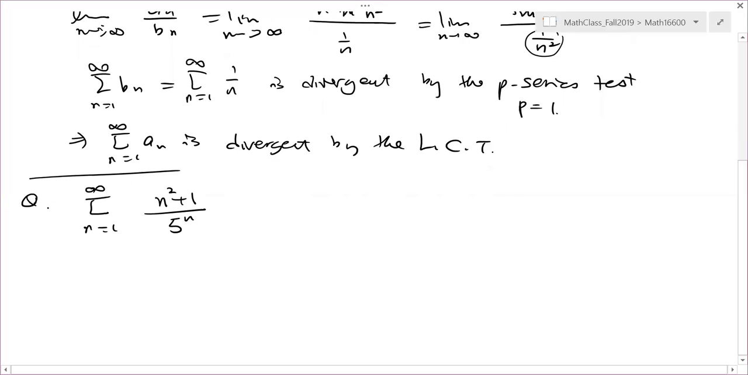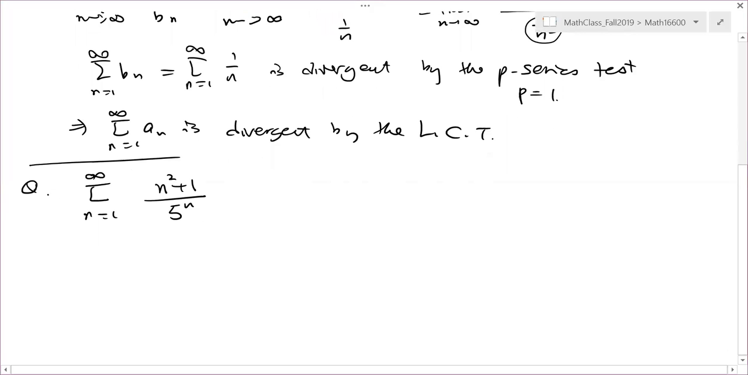Now you can use a comparison test, a limit comparison test, a ratio test, or a root test to show convergence. So let's try all the different ways. If you use a comparison test, you need to get a rough estimate, like n should be less than or equal to something to the power n.